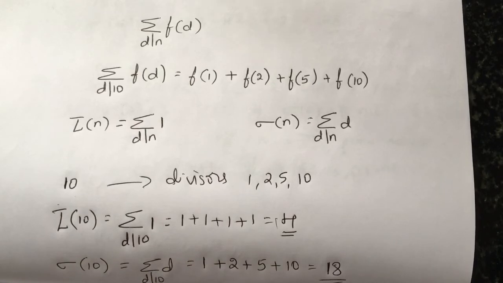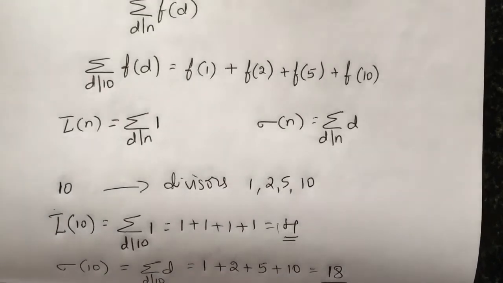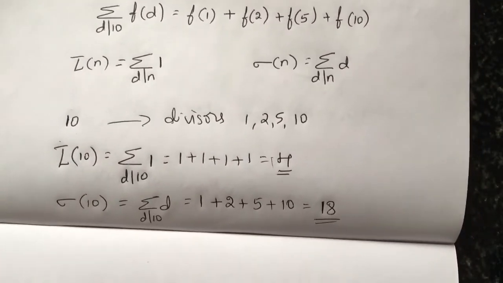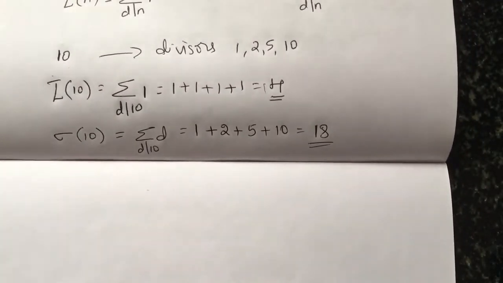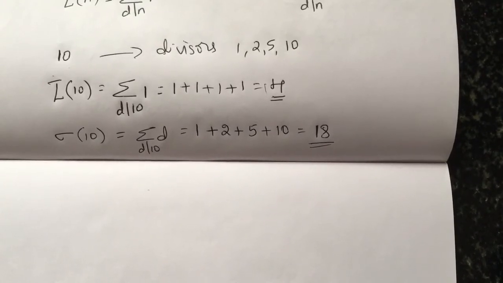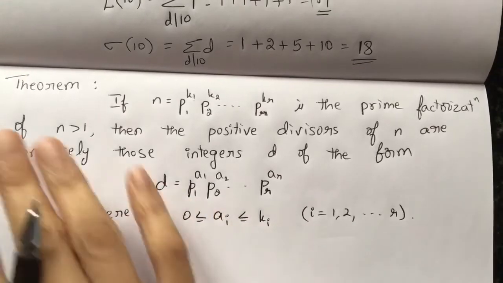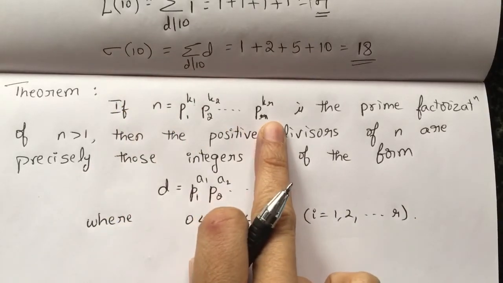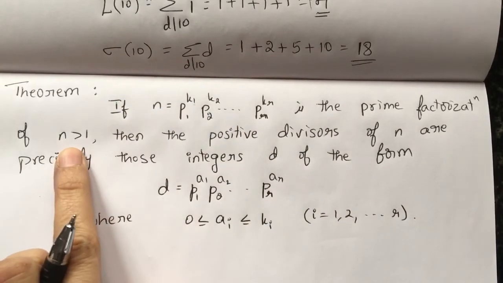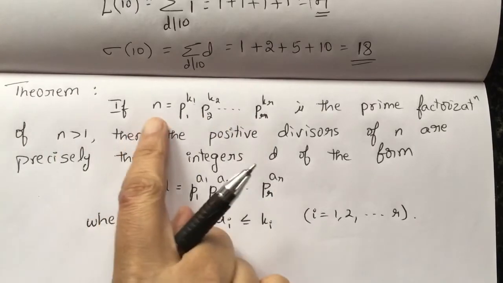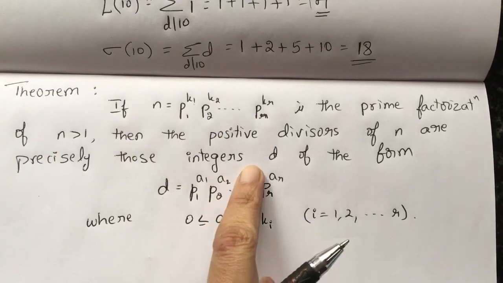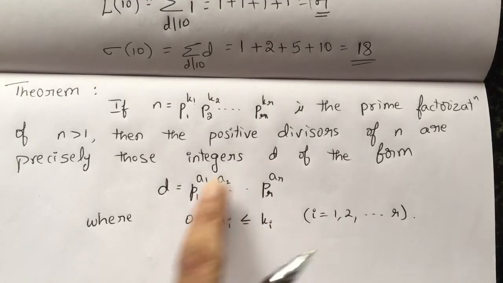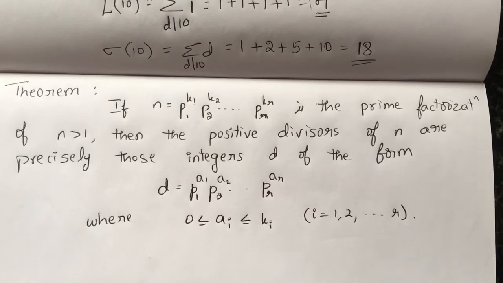So our first theorem is to obtain the positive divisors of a positive integer n, when n is written in terms of its prime factorization. The theorem says, if n has this prime factorization and n is greater than 1, then the positive divisors of n are precisely those integers d which have this form.